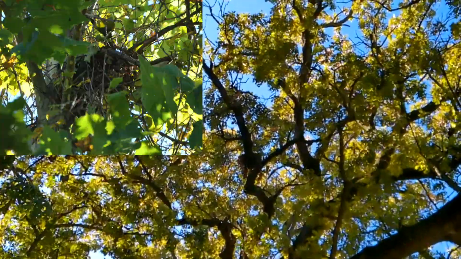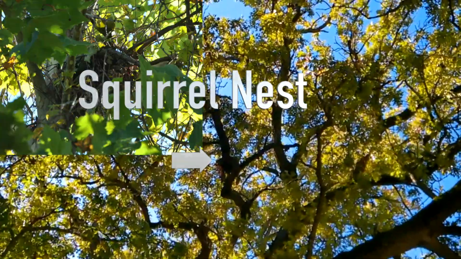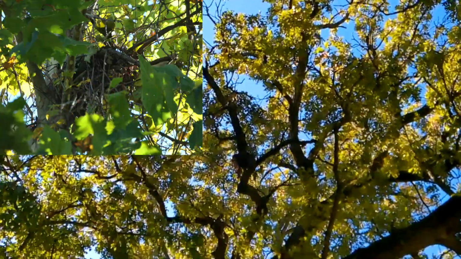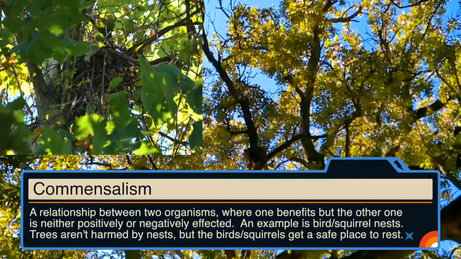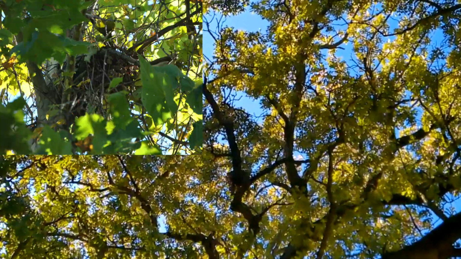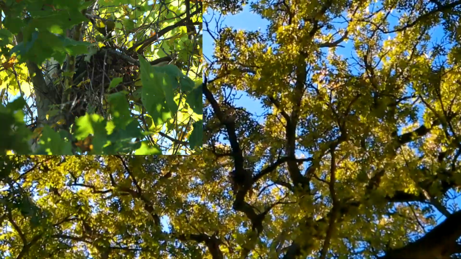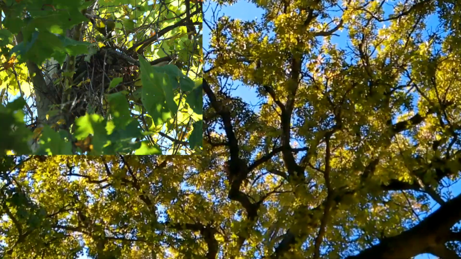What you can see up here in the tree is a squirrel nest. And this is an example of commensalism. The squirrel is getting the benefit of a safe place to live and raise its young. The tree isn't really affected in any way, so it's benefiting the squirrel, but not the tree.